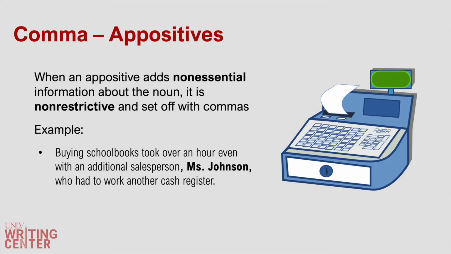Appositives add non-essential information concerning the noun contained in a sentence. When they are non-restrictive, they are set off by commas. In the first example, "Buying school books took over an hour even with an additional salesperson, Miss Johnson, who had to work another cash register." In this sentence, the identity of the cashier is not essential to understanding how busy the bookstore was, so her name is set apart with commas.